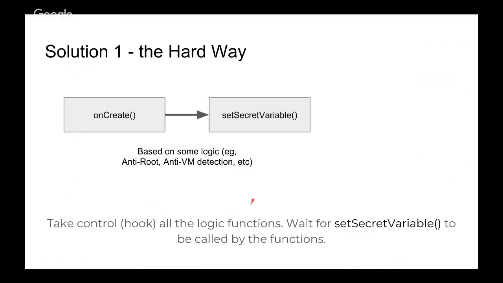So let's say we saw that onCreate, after some logic, calls the set secret variable function. The hard way would be to check what the logic is. If it's anti-root or anti-VM or whatever the logic is, you try to control or hook all the logic functions and then wait for them to call this set secret variable, which is time consuming. And if you're dealing with a packed app or a huge app where you have calls from so many places, then you're going to get confused easily.